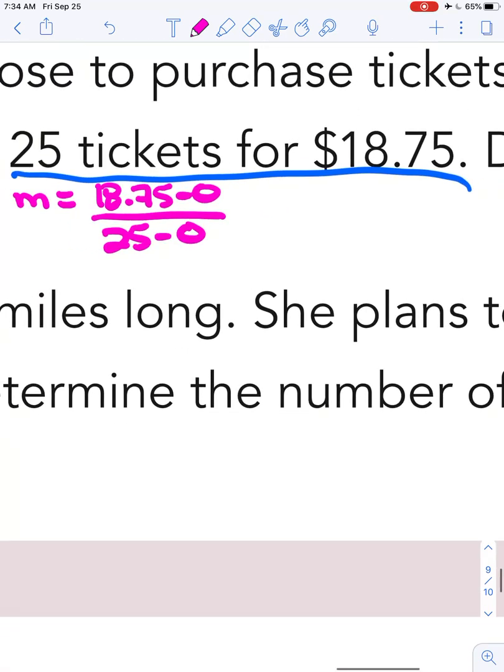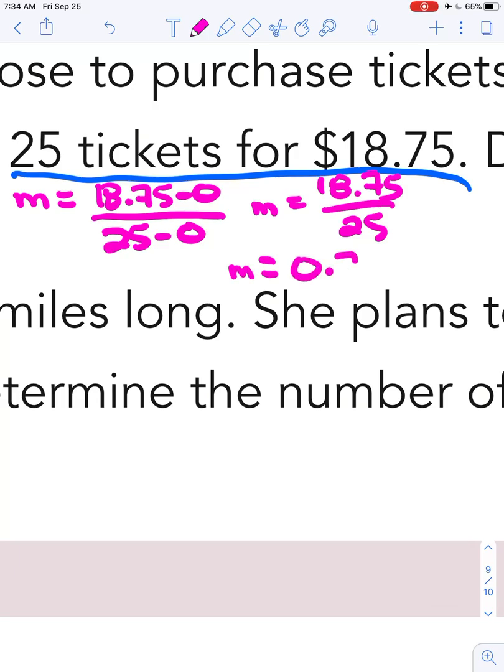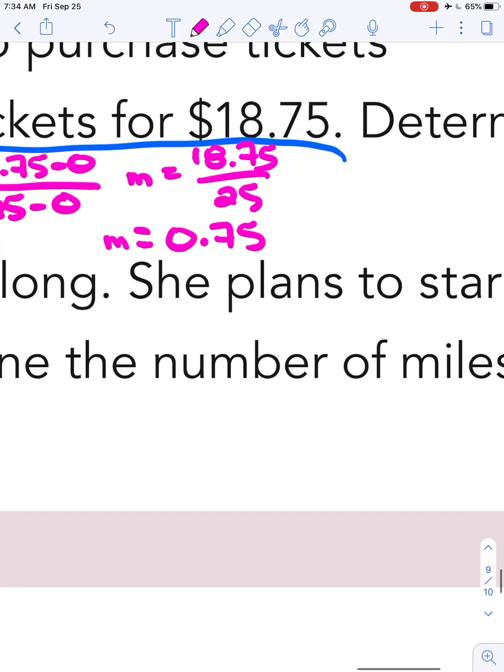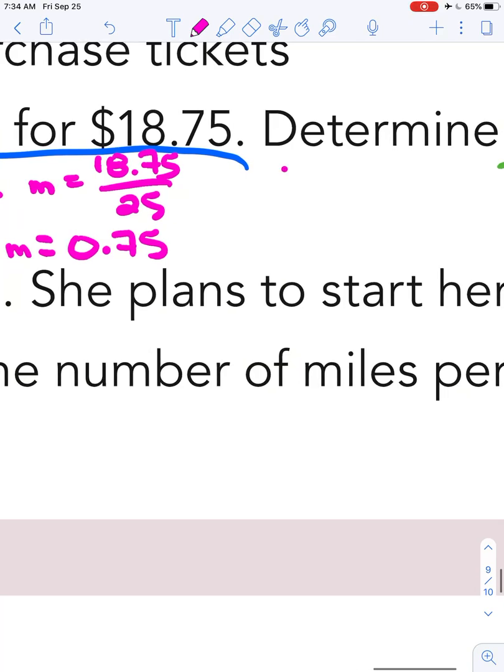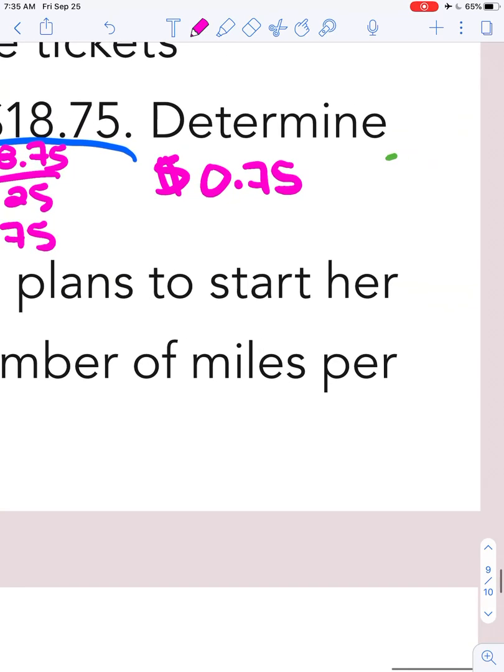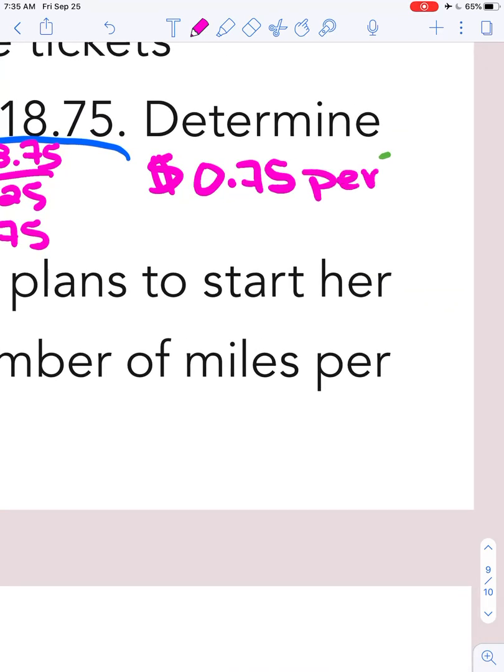Again, it's proportional. Sorry, guys. 18.75, I don't have a lot of space. So 18.75 divided by 25 gets me 0.75. Well, what does that mean? Okay, it means it cost 75 cents per ticket.